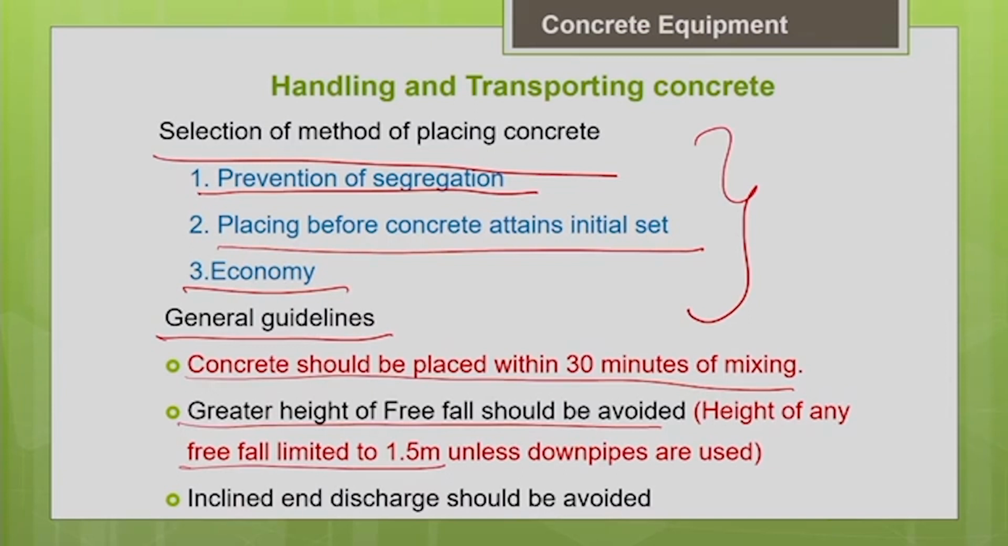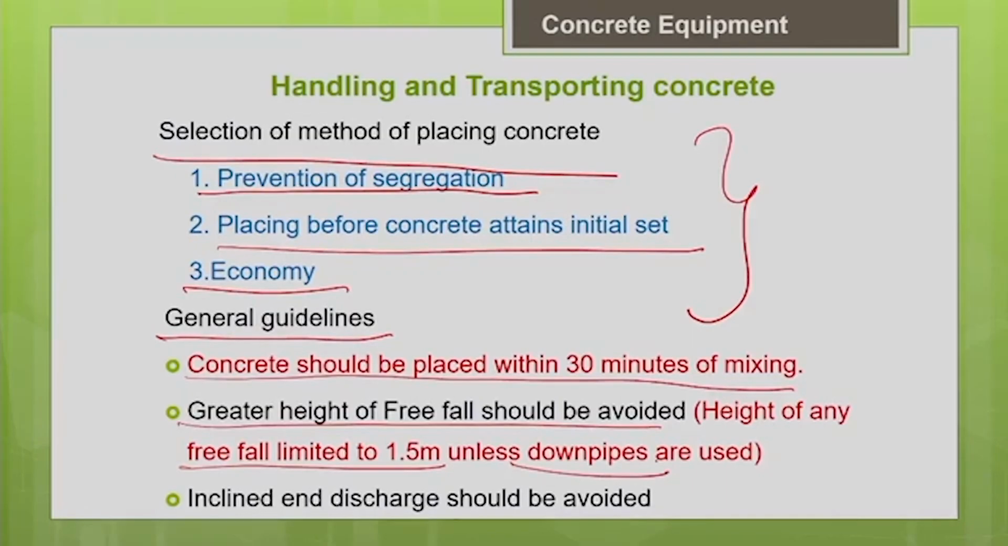Okay, but if you are going for some guided flow, like we are going to use vertical down pipes, steel pipes for transferring the concrete, in that case you can have a greater height of fall. But for free height of fall, the maximum height allowed is only 1.5 meter. So beyond that, there are more chances for segregation.